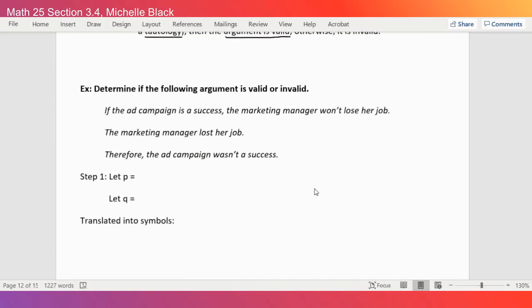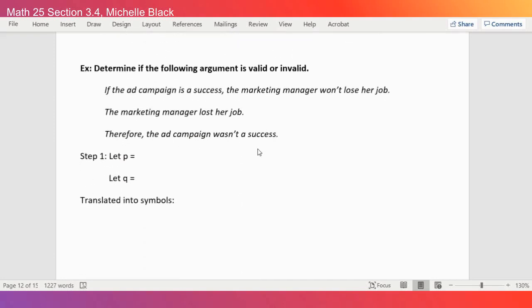Let's look at an example. Determine if the following argument is valid or invalid. Okay, so we have these three parts. Part 1: If the ad campaign is a success, the marketing manager won't lose her job. Part 2: The marketing manager lost her job. Part 3: Therefore, the ad campaign wasn't a success.